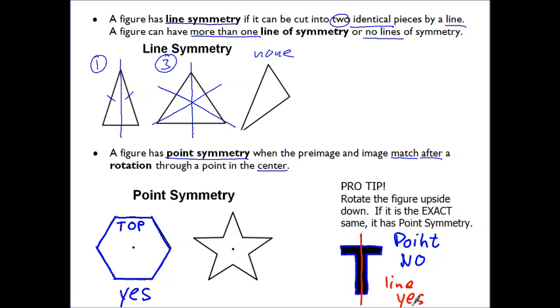Now let's go back to our star, and I'm sure you have figured it out in the meantime. Does our star have point symmetry? We can rotate it, and our image will always match our pre-image, no matter how far we rotate it. And we can keep doing this until we're all the way back to where we started from. So our star also has point symmetry.